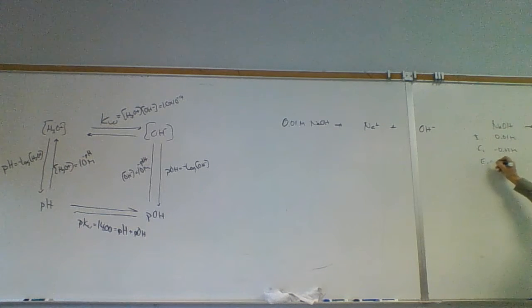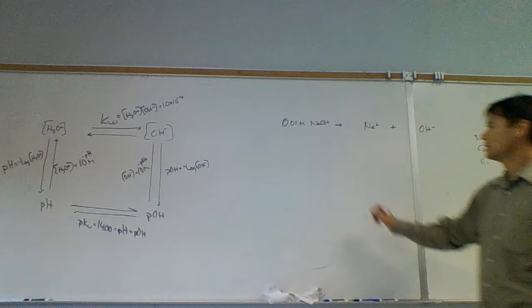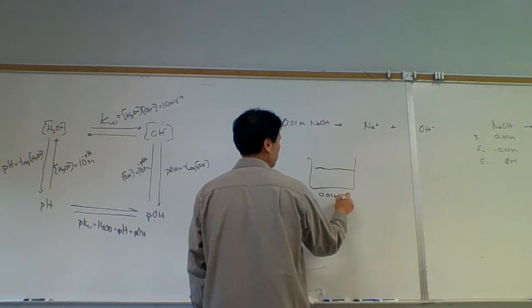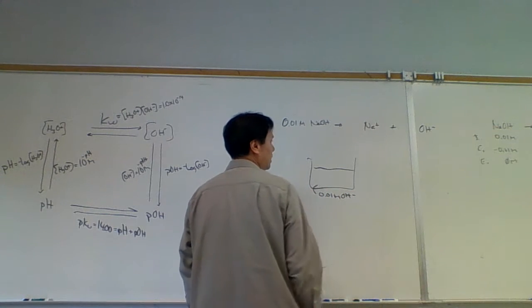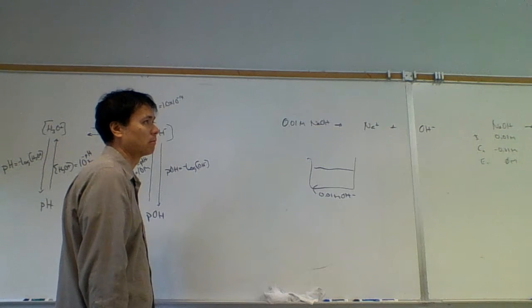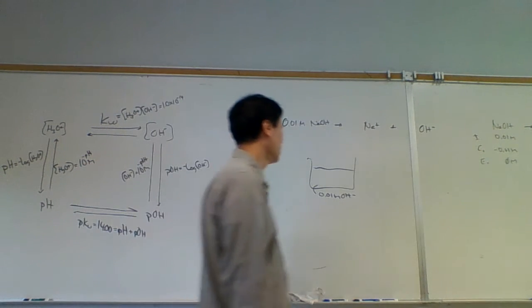And so this is the change. C stands for the change. At the end of this change, E, we're going to have 0 molar of the formula unit, 0.01 molar of the sodium ions, and 0.01 molar of the hydroxide. And so this solution is going to contain 0.01 molar hydroxide. The sodium ions are not going to affect the pH. Sodium ions are neutral. All right, so that's the hydroxide.